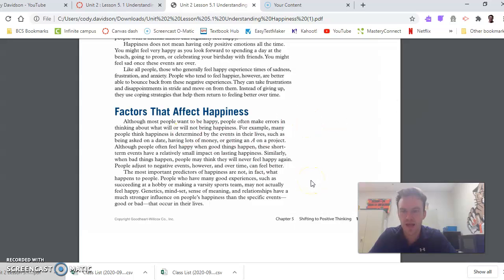Factors that affect happiness. It's not necessarily what happens to you or to other people. Just because somebody wins the lottery and gets a bunch of money doesn't mean they're necessarily going to be happy. If they're not able to be content with their own life and the relationships that they have, winning a bunch of money isn't necessarily going to make them happy.